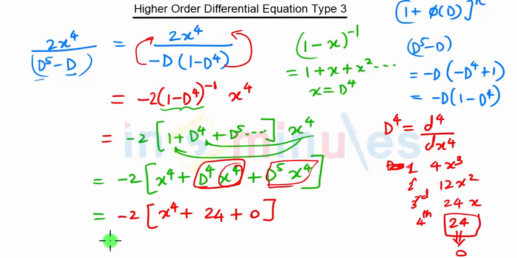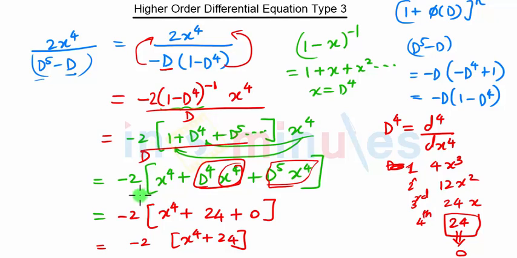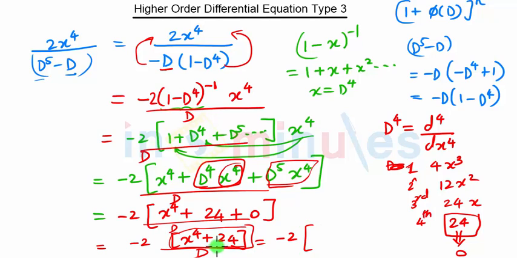So this part is nothing but minus 2 into x raised to 4 plus 24. Here we are missing one term, which is D. So this will be 1 upon D. 1 upon D represents integration. So we are going to take the integration of this part, which is integration of x raised to 4 is nothing but x raised to 5 upon 5 plus integration of 24, which is constant, is 24x. So now this is the solution of our 2x raised to 4.